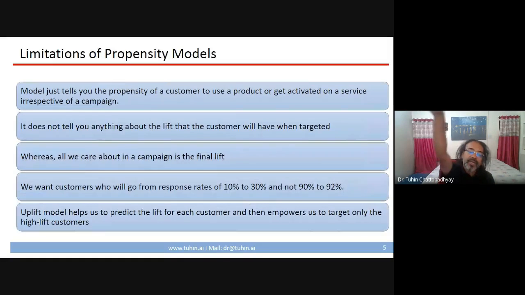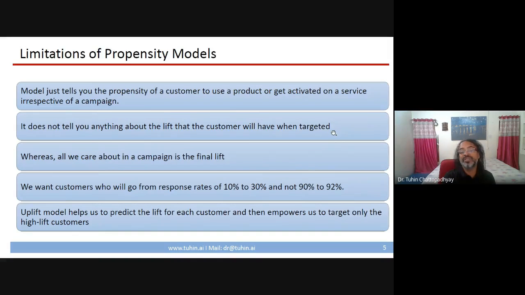Now let's again come back to the propensity model. The limitation of the propensity model. A propensity model will tell you the probability of purchase, given the binary dependent variable of purchased and non-purchased. But that will never tell you what the lift is. It doesn't tell you anything about the lift that the customer will have when targeted.